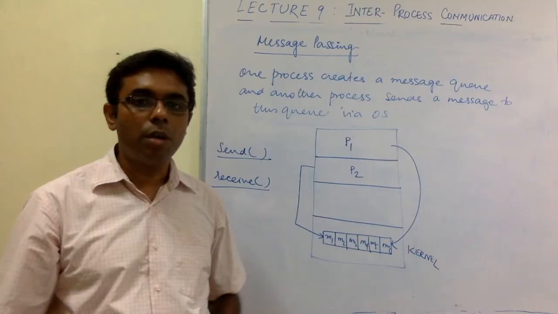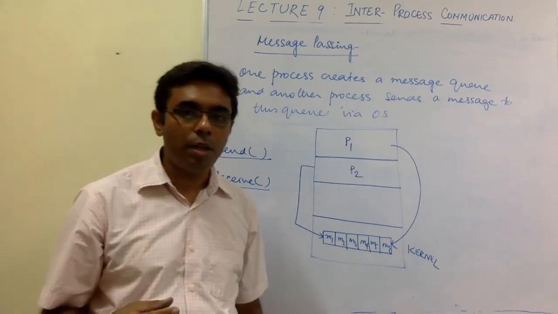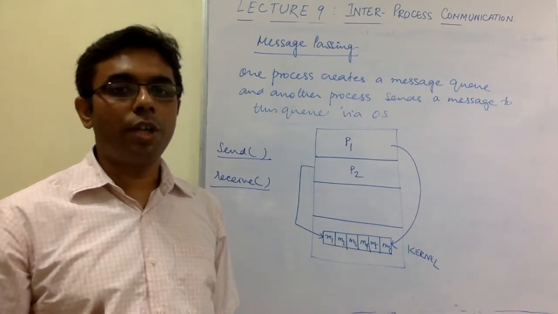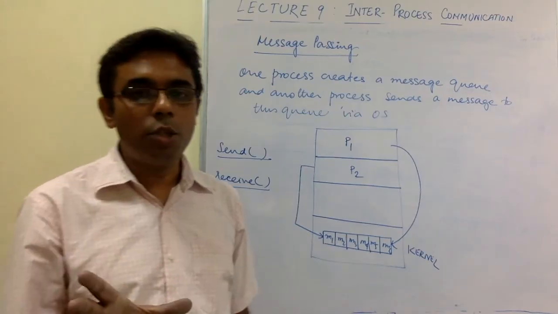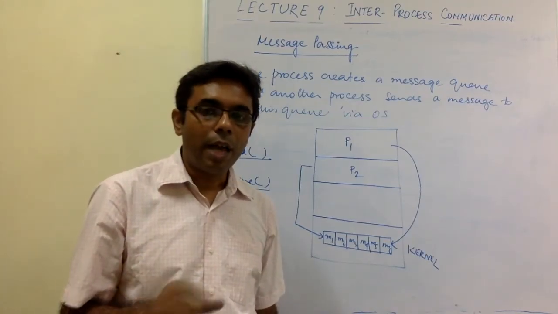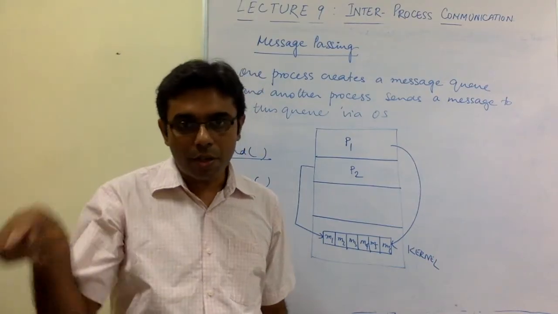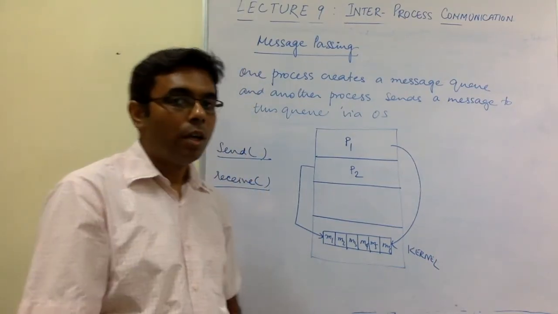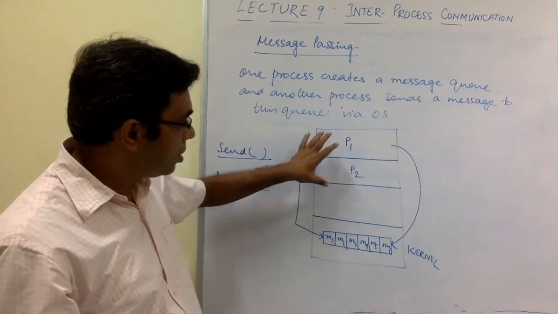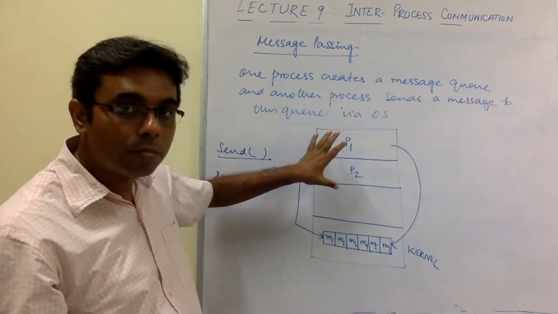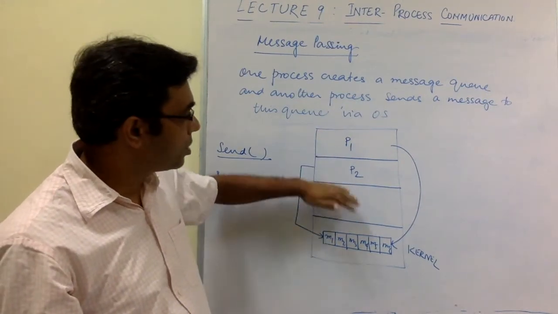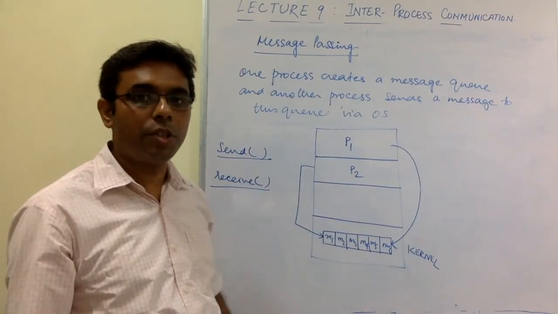So it's not about writing something into a shared memory or into a shared buffer such as a pipe. Rather, it's a queue which is maintained by the kernel, and one process writes something into that, and the other process reads from that particular queue. Now, as you can see, this is the message passing shown for two processes that are running on the same machine.